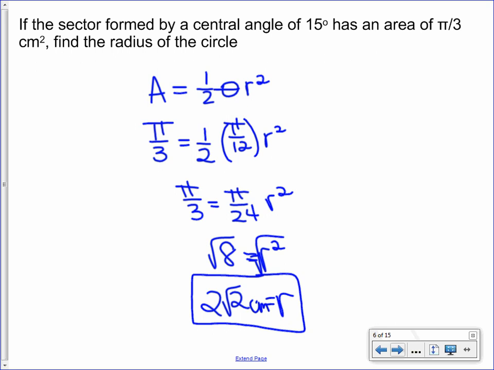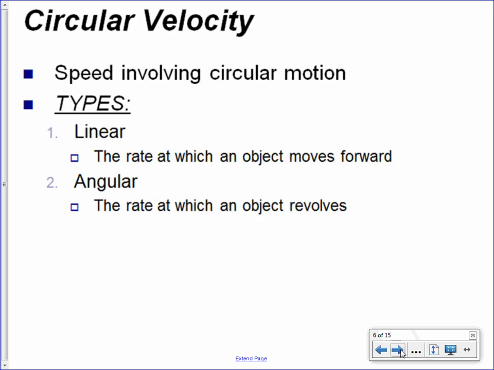Those kinds of problems should be the easy portion of your assignment. You've seen radians and degrees before, you have seen arc length, you have seen area of a sector. Now we gotta get into the fun stuff. For the rest of the period, we are going to talk about circular velocity. There are two kinds of circular velocity. First of all, we're talking about speed that involves a circular motion. So we have linear velocity, the rate at which an object moves forward, and angular velocity, the rate at which an object revolves.